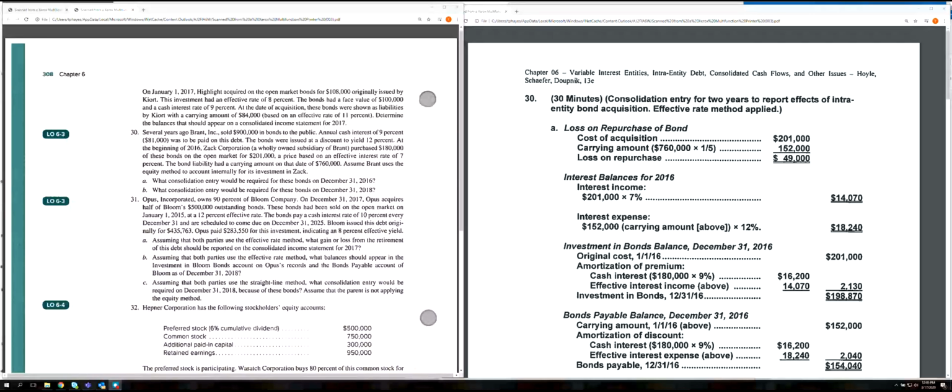Now, at the beginning of 2016, you'll see there that Zach Corporation, that happens to be a subsidiary of Brandt, they bought a portion of those bonds on the open market. And they paid 201 for the bonds. That's an effective interest rate of 7%.